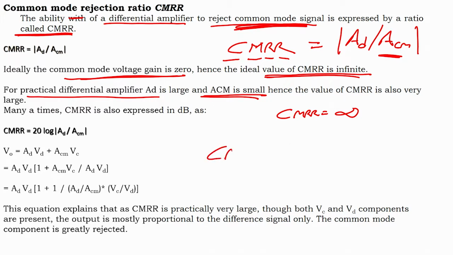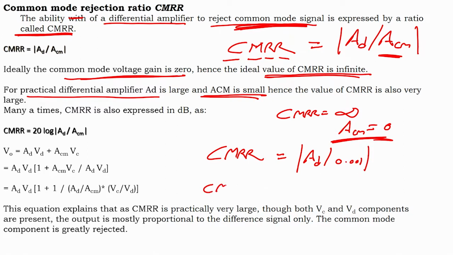So, practically we cannot have ACM equal to 0, this is not possible, right. But ACM can be close to 0, let us say 0.001, then my CMRR would be very high, but not infinite. It will be very high, but not infinite. Okay.